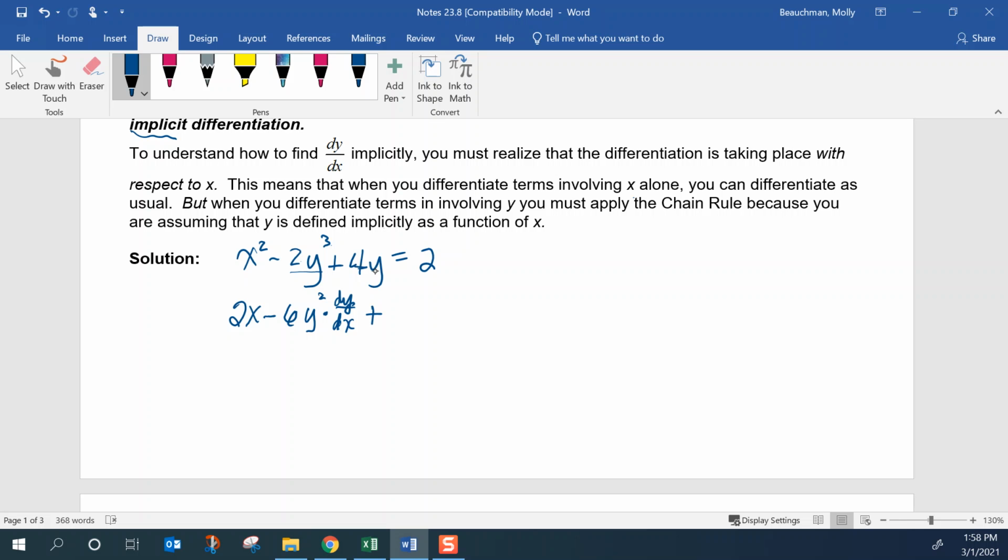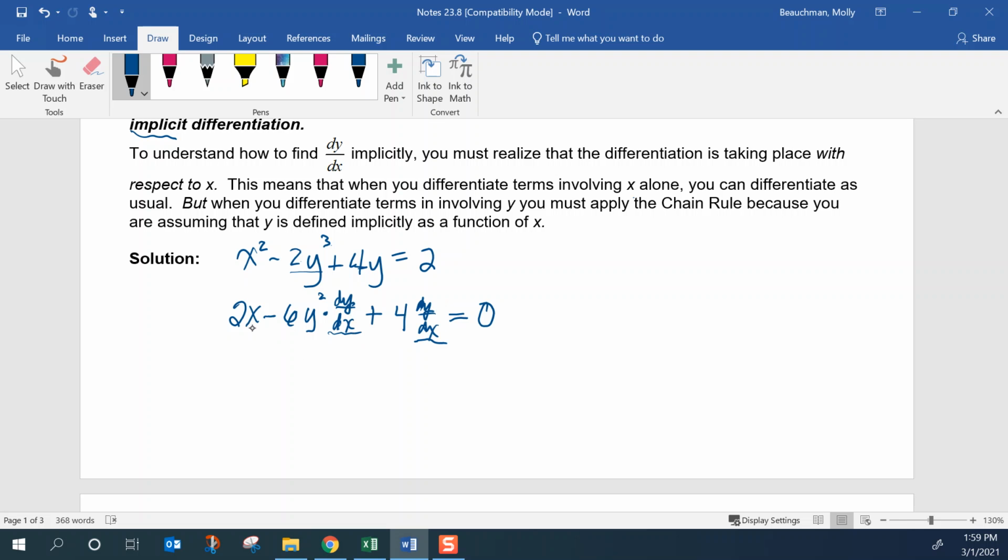Now we take the derivative of the next term, 4y. Again, it has a y variable. So we take the derivative of 4y, which would be 4, and then the chain rule times dy/dx is equal to the derivative of 2, and the derivative of a constant is 0. So implicit differentiation means we take the derivative of each individual term with respect to x. Now what we're trying to find is dy/dx. So we're going to solve this algebra equation for dy/dx.